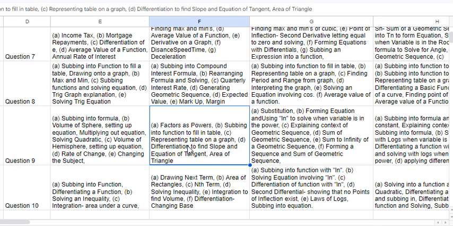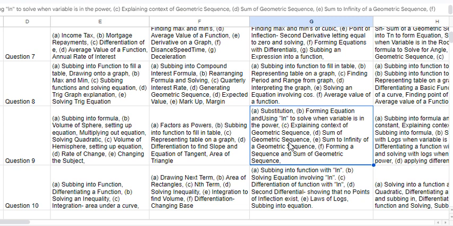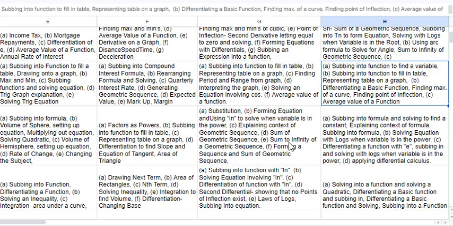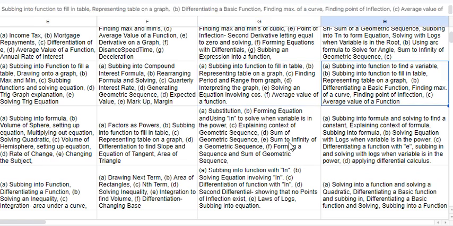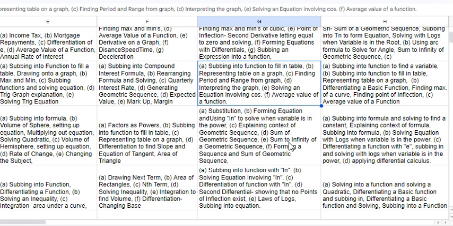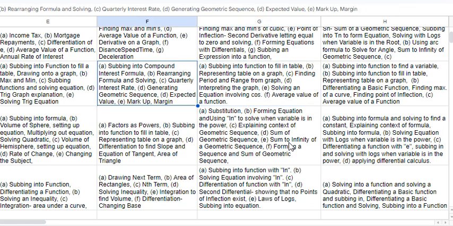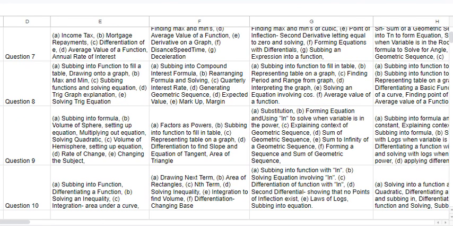Question 9 the year before. Question 8 the year before that in 2022, and then in 2021, question 8 as well. We're filling in a table, and it's always like that. It's filling it in, just putting in what the x value is into the function.